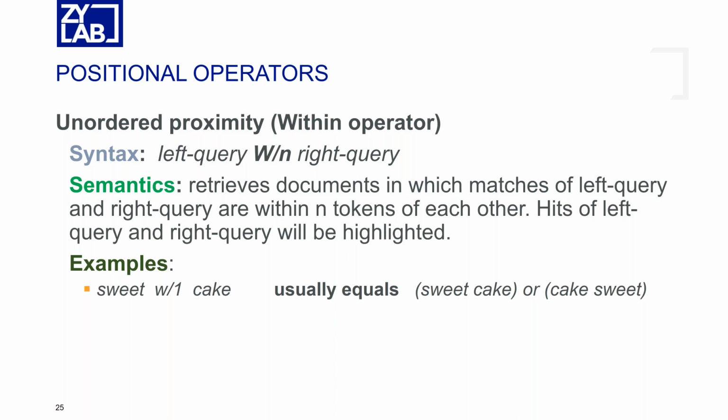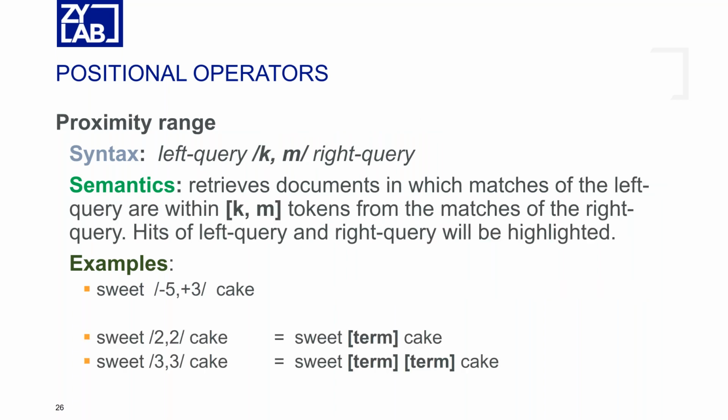And this operator will allow me to search, for example, for sweet within one word of cake, and then sweet or cake is the hit, or cake sweet. And this is what I commonly use to find relations. You can also use the AND, but then the hit can be one word at the beginning of the document, the other at the end of the document. But using this proximity, you can make sure that the words are more related to each other.